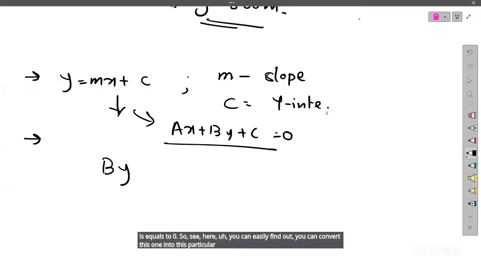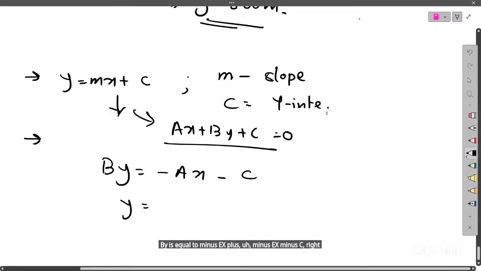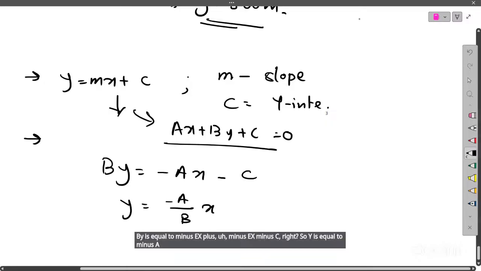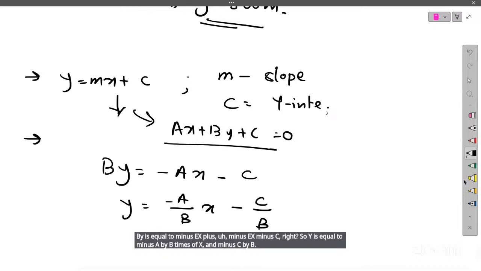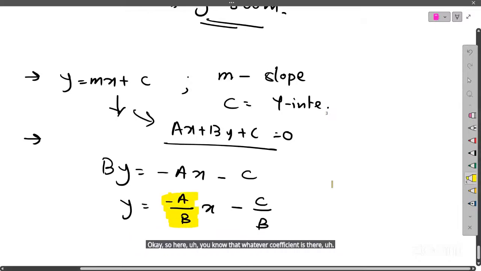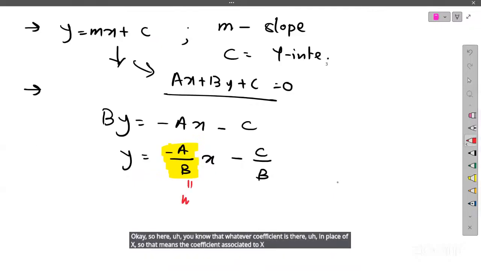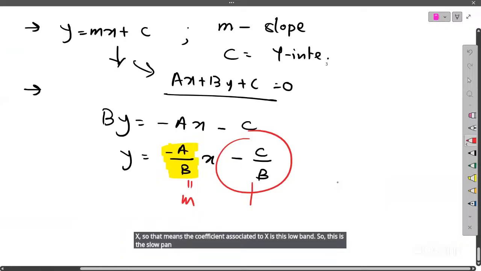So by is equal to minus ax minus c, right? So y is equal to minus a by b times x, and minus c by b. Here, you know that whatever coefficient is there in place of x, that means the coefficient associated with x, is the slope m. So this is the slope m, and this is your intercept c.